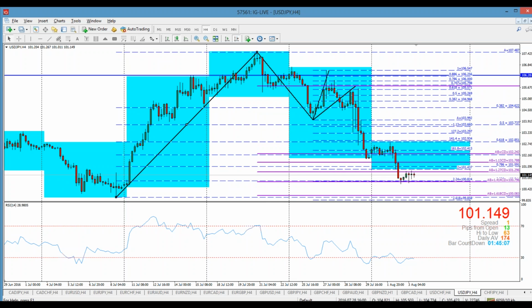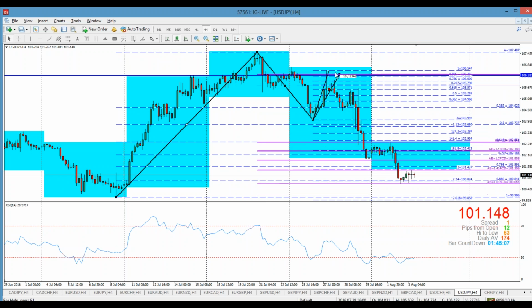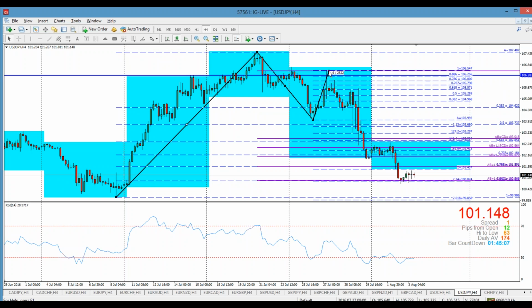Okay, so once I put this in, let's see what happens. And you would see that this level is really tight in terms of confluence. Which means this zone is where we are looking to go long. Now you might ask, how come we haven't entered it yet? Because it's been in a massive downturn.